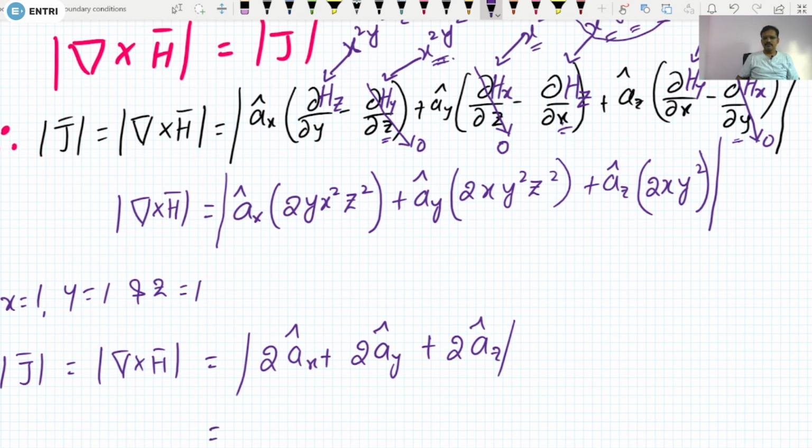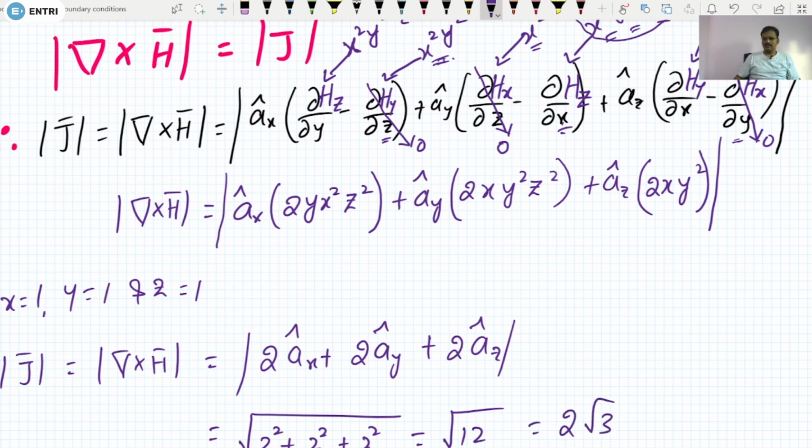So what is its magnitude? It is nothing but square root of 2 square plus 2 square plus 2 square. That is 4 plus 4 plus 4, that is square root of 12. So I can write this as 2 times root 3. If you find out 2 times root 3, you will get, I think, 3.464. So you can calculate this value of 2 root 3.